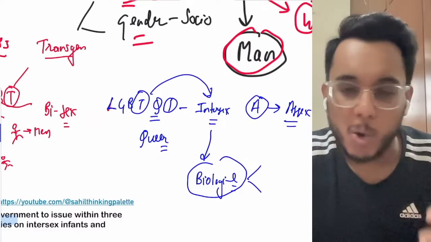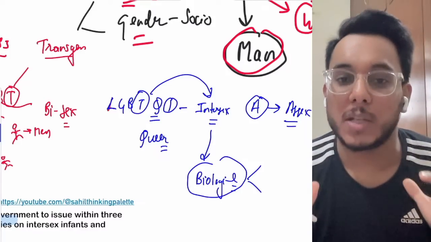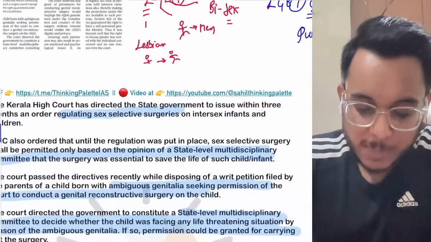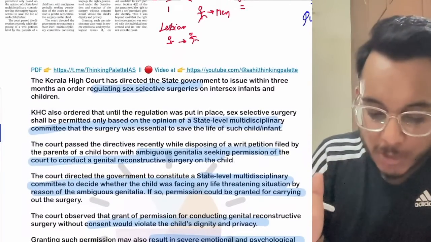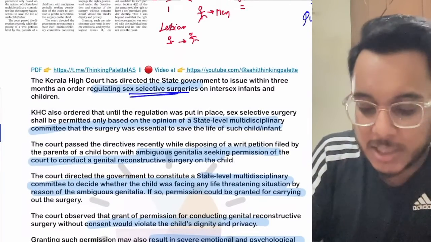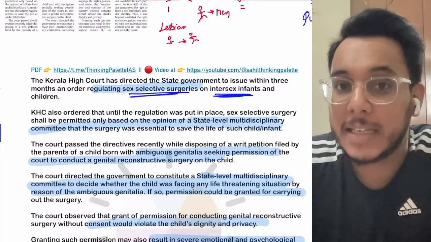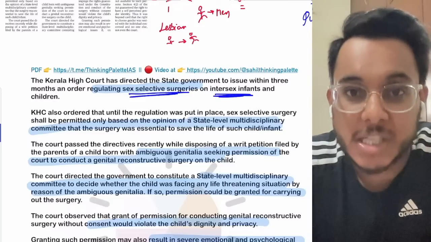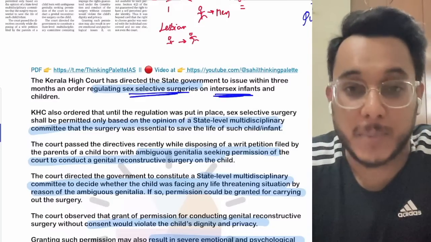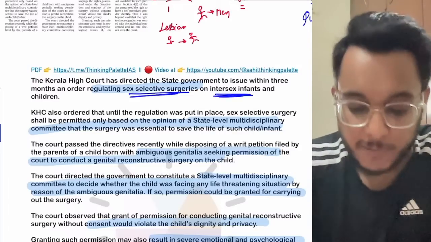Asexual are those people who don't have any sexual orientation. So I hope first of all you have understood the difference between LGBTQIA. Now, what is this particular article talking about? This article is talking about regulating the sex selective surgeries in intersex infants. Now, who are intersex? Intersex are those whose genitals are not very clear to tell whether a person is male or female.